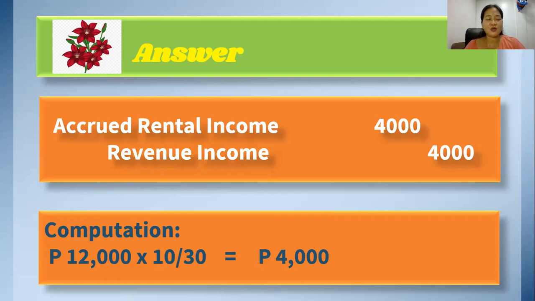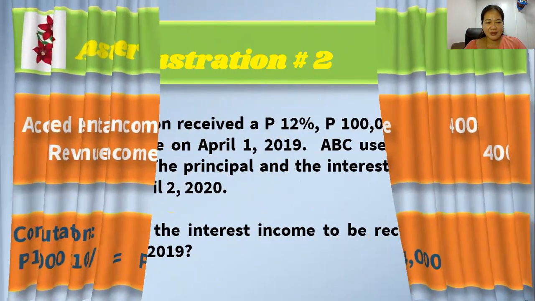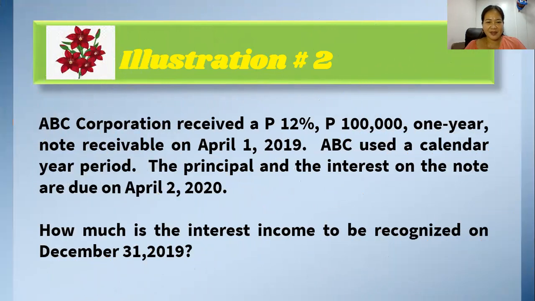The computation would be 12,000 times 10 over 30, or 12,000 divided by 30 days times 10 days. The answer is 4,000. So to record, it is a debit to accrued rental income 4,000 and a credit to rental income 4,000.